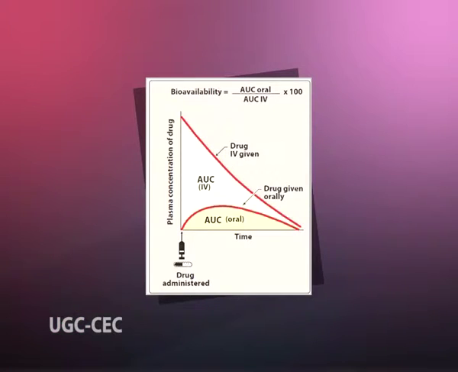Bioavailability of a drug given orally is the ratio of the AUC following oral administration to the AUC following intravenous administration, assuming intravenous and oral doses are equivalent. Here you can see the determination of the bioavailability of a drug, where AUC represents the area under the curve and IV represents the intravenous administration.